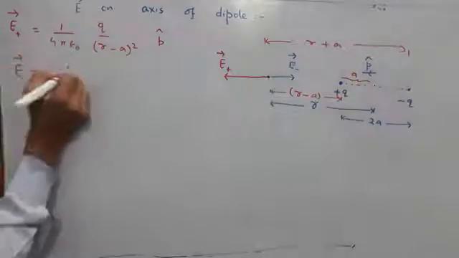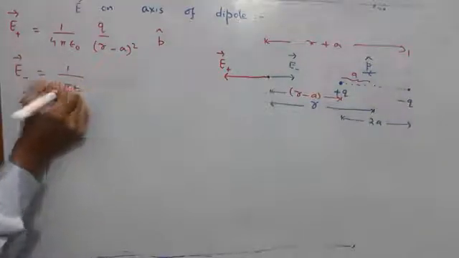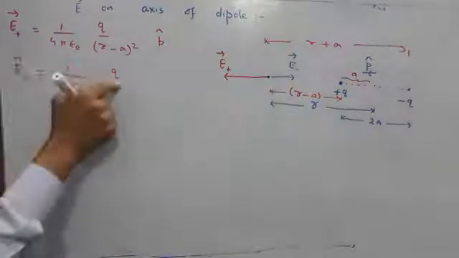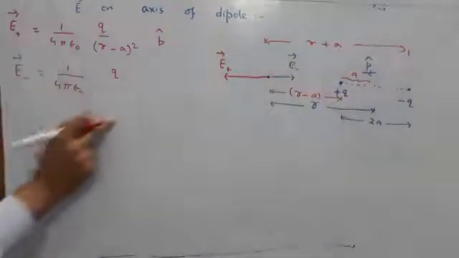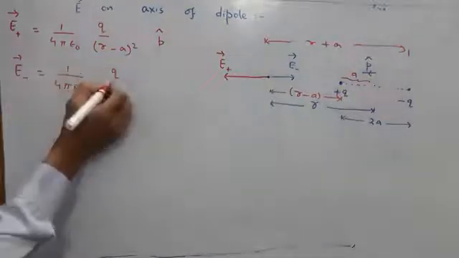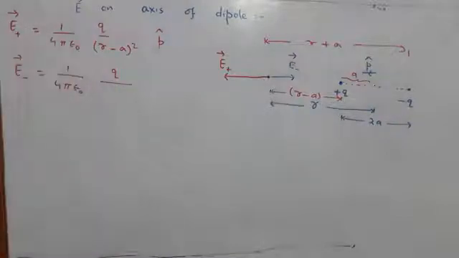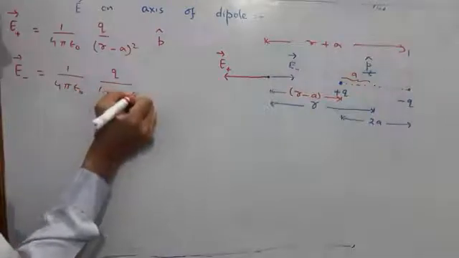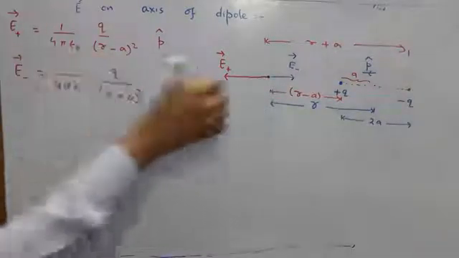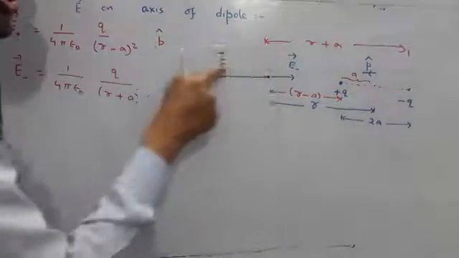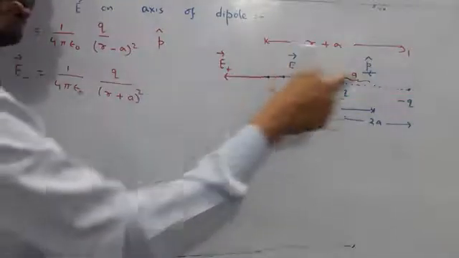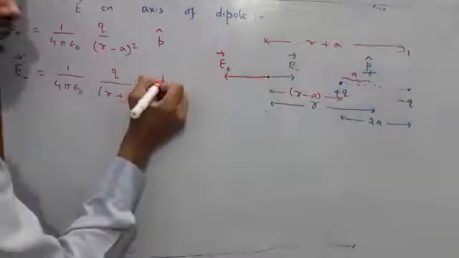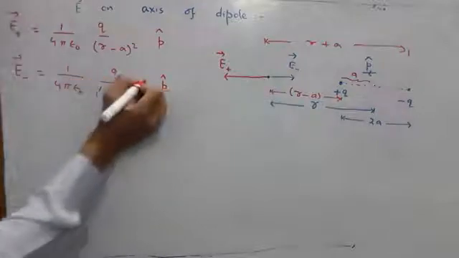E minus vector will be 1 upon 4 pi epsilon naught, the charge is q. Now you might think that here it's minus q, but because I am writing the magnitude part, don't bother about the sign. q upon distance square. From here to this point the distance is r plus a, so this will be r plus a whole square. Now what is the direction of the E minus vector? It is opposite to E plus, and I can say it is opposite to P cap. Since this direction is opposite to P cap, I cannot write here P cap, rather I should write minus P cap.